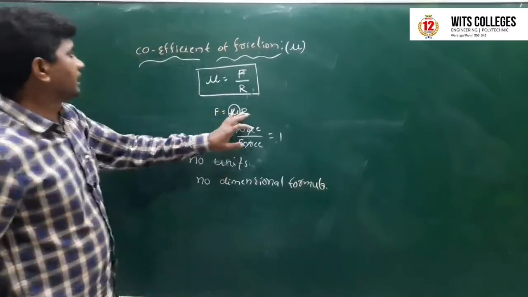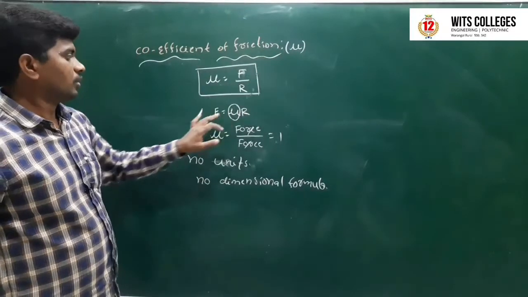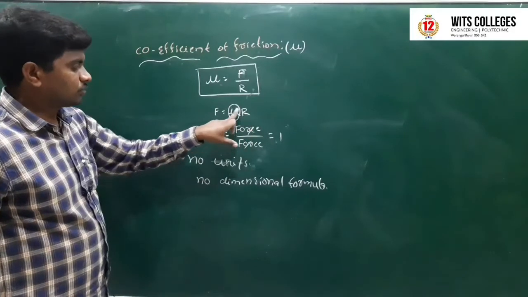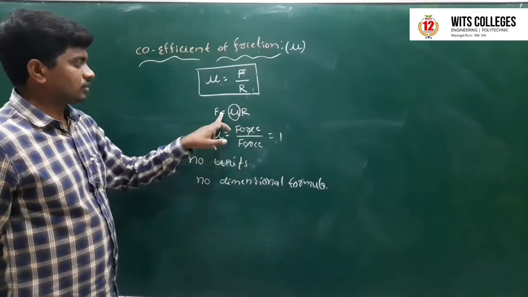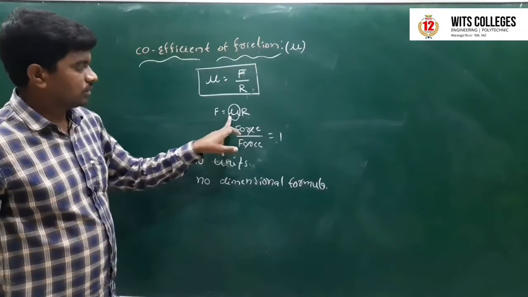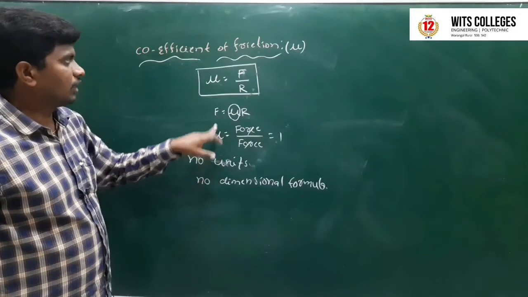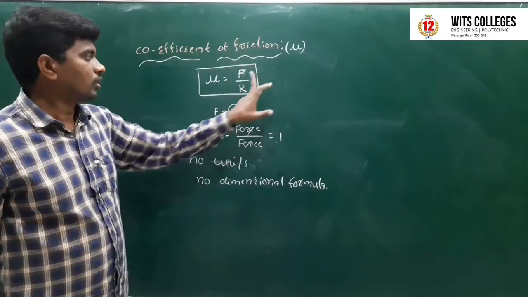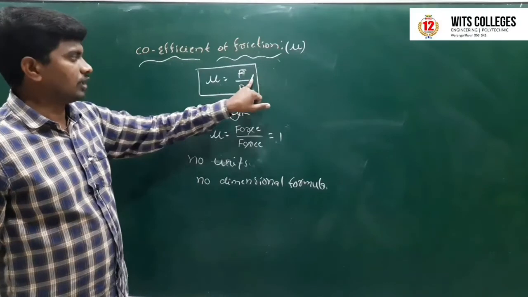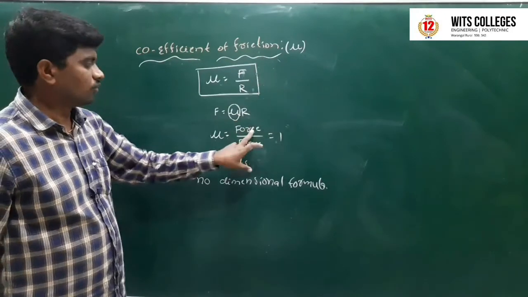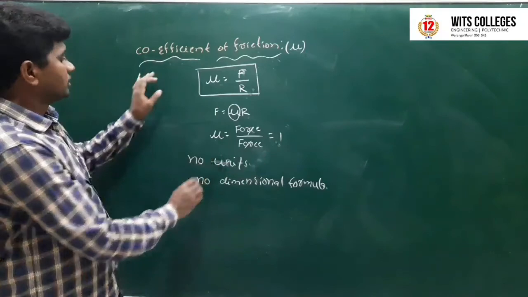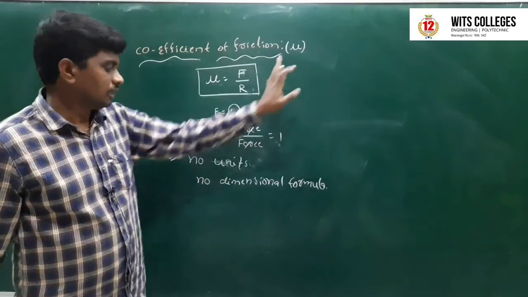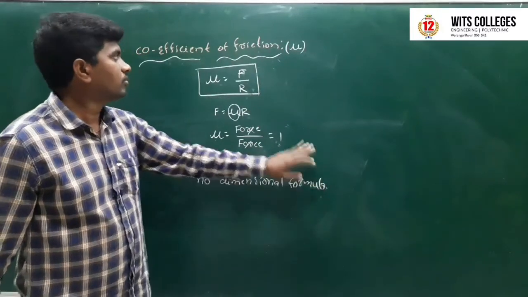Repeat once again. Coefficient of friction: from the laws of friction, F is equal to mu into R. Frictional force is proportional to normal reaction; to remove the proportionality, mu into R, where mu is the coefficient of friction. F by R is frictional force by normal reaction, force over force, which cancels to 1. This is important: there are no units and no dimensional formula for the coefficient of friction.